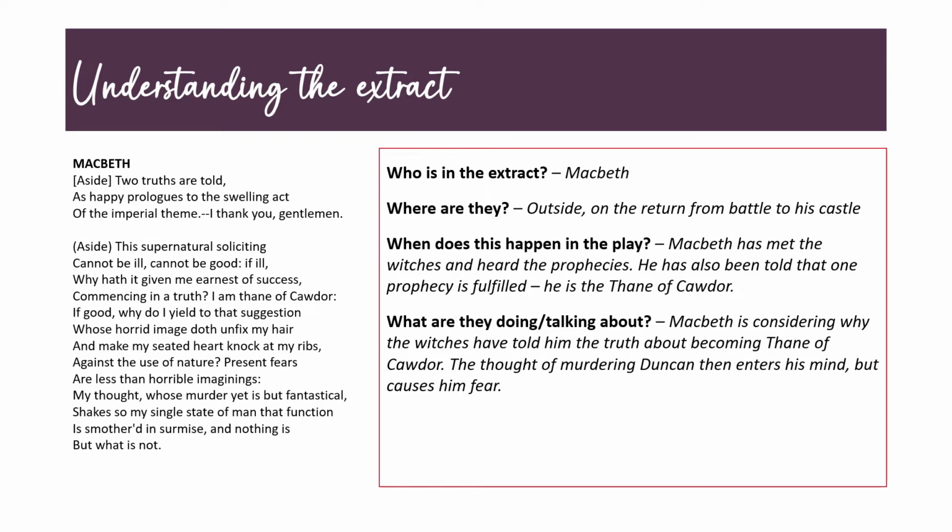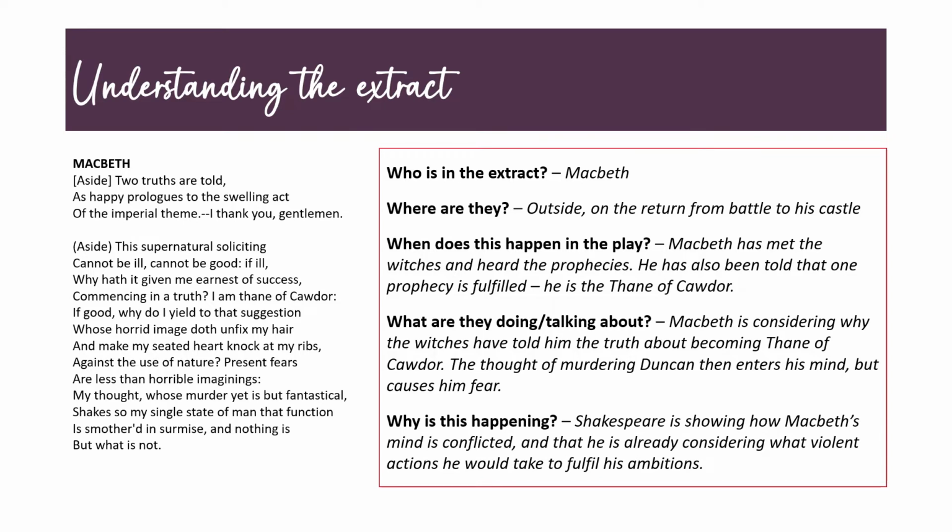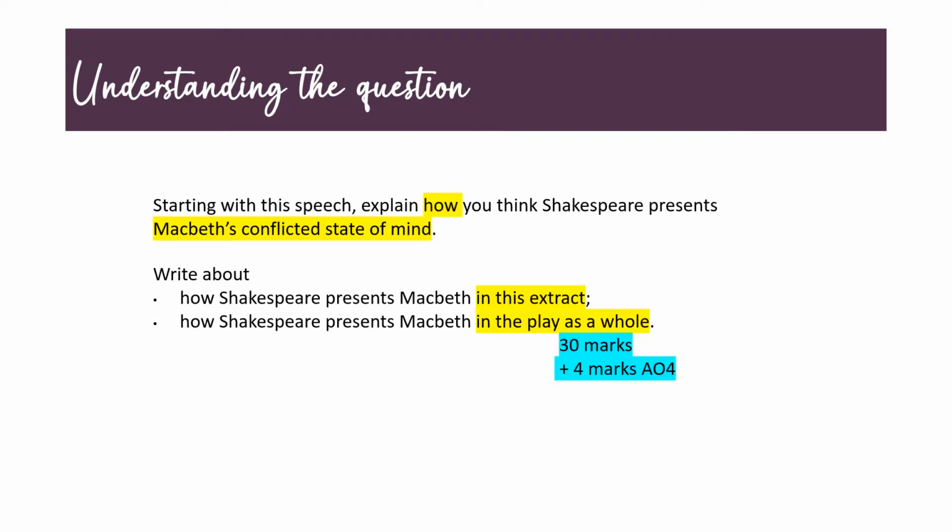So Macbeth is considering why the witches have told him the truth about becoming the Thane of Cawdor, and the thought of murdering Duncan enters his mind, but it causes him a lot of fear. And why is this happening? Well, Shakespeare is showing how Macbeth's mind is conflicted and that he's already considering what violent actions he would take to fulfill his ambitions.